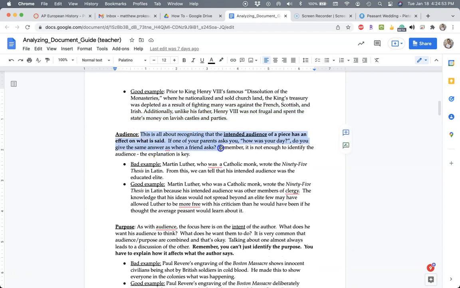Audience is all about recognizing that the intended audience of a piece has an effect on what is said. Example, if one of your parents asks you, how was your day? How was school? Do you give them the same response when your friend asks? Probably not. Your parents ask you, all right, how was school? You give them the typical response, it was good. But then your friend asks you the same question, and you're like, oh my God, I had a test, I bombed it. Because why? You're more likely to be open with your friend because they're not going to be as judgmental as, say, your parents who might yell at you for possibly failing a test.